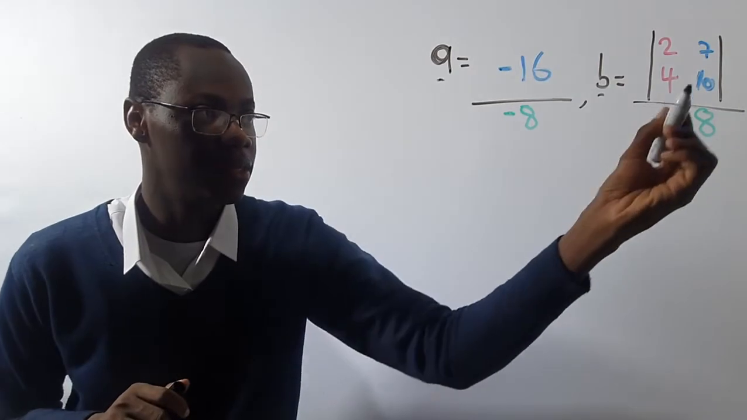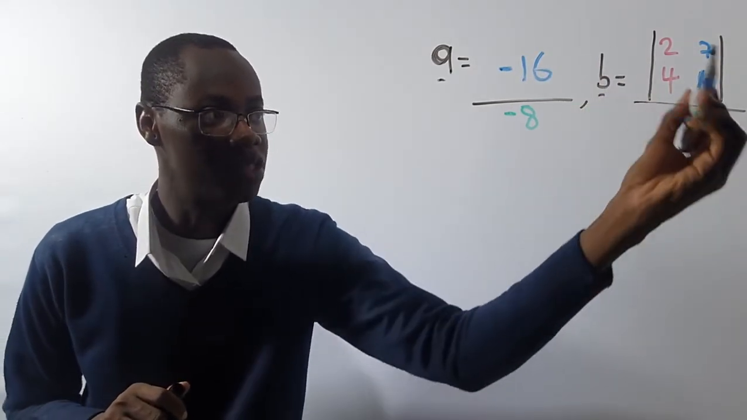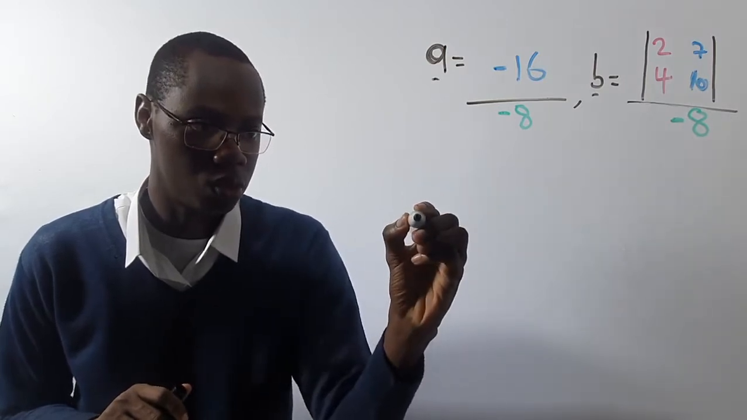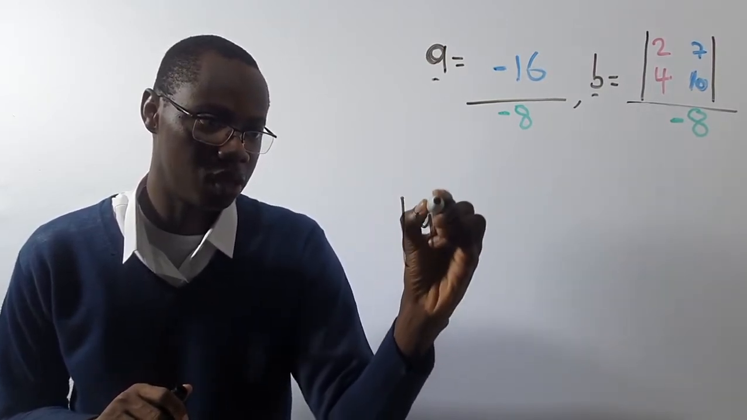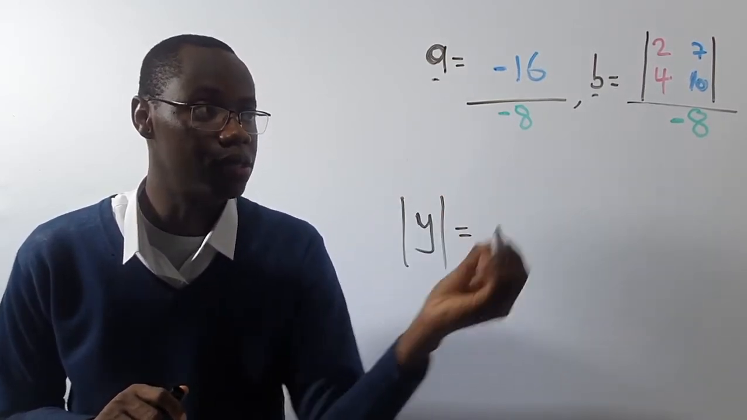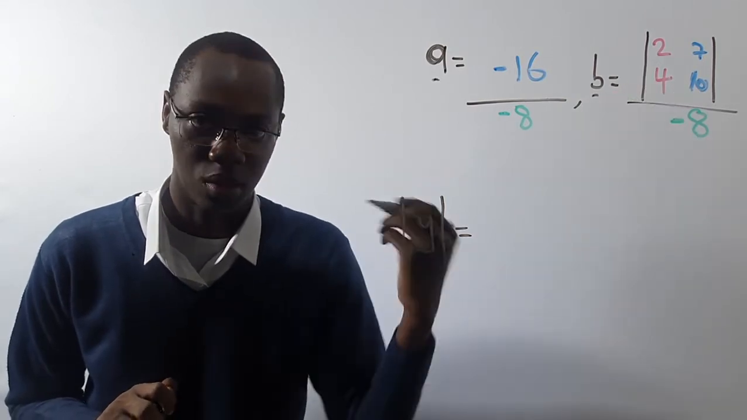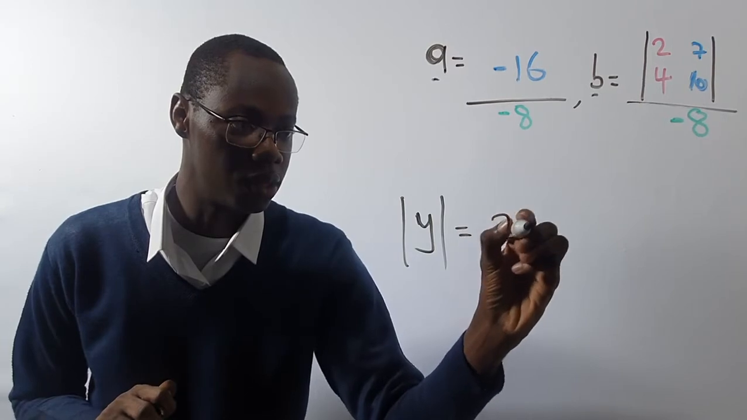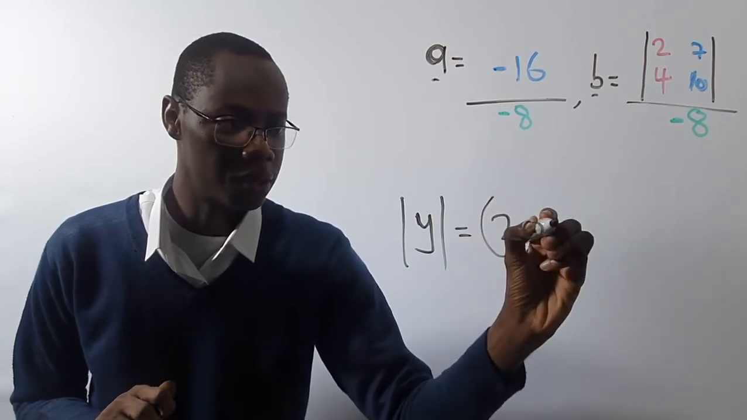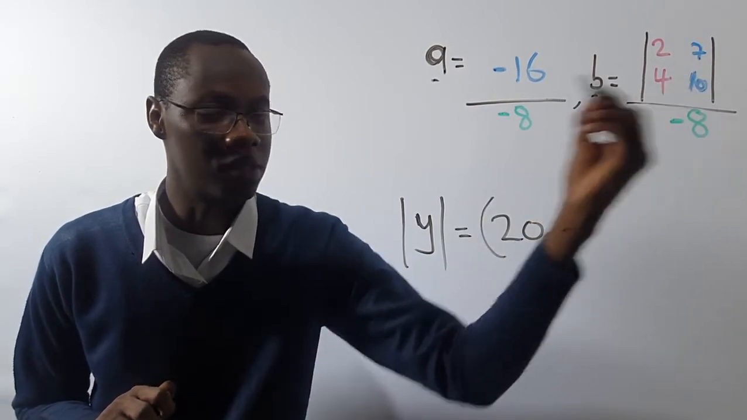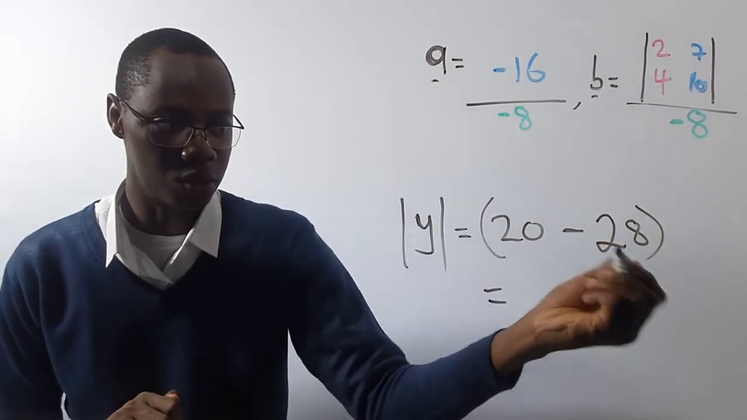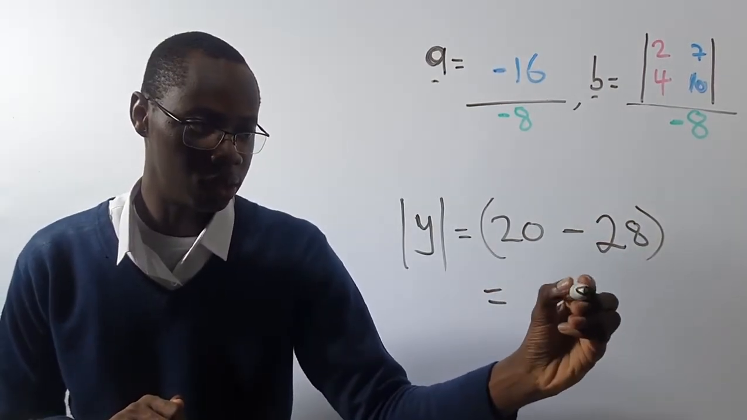Lastly, let's find the determinant of this matrix over here. Since it doesn't really have a name, let's just call it y. So let's find the determinant of y. Very easy: this times this, what we did earlier. 10 times 2 is 20, minus 4 times 7, so 20 minus 28 is minus 8.